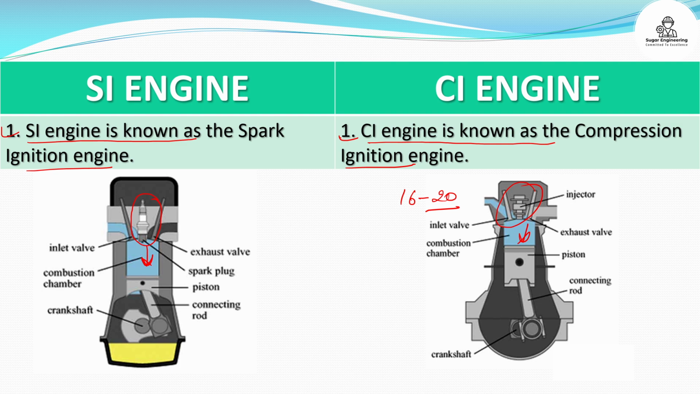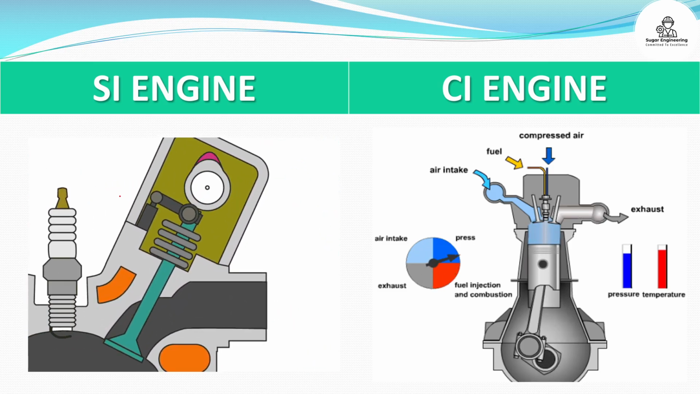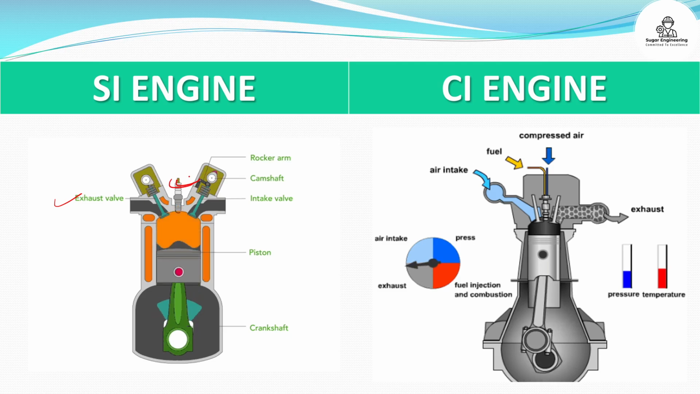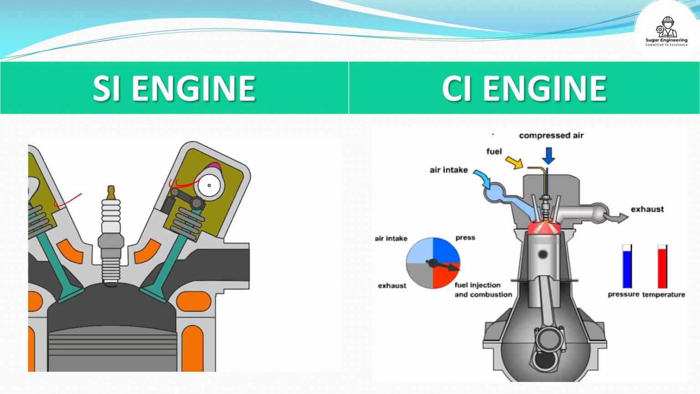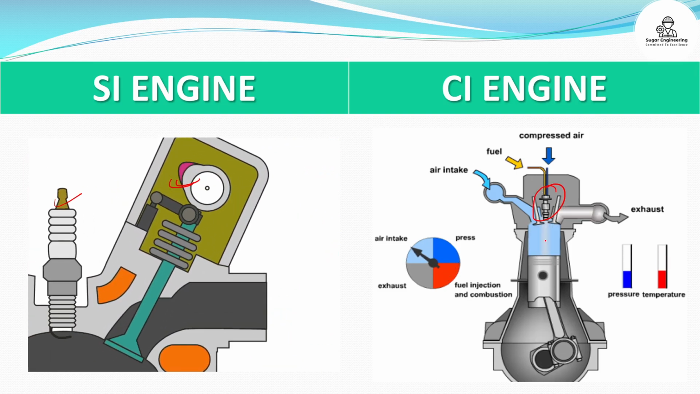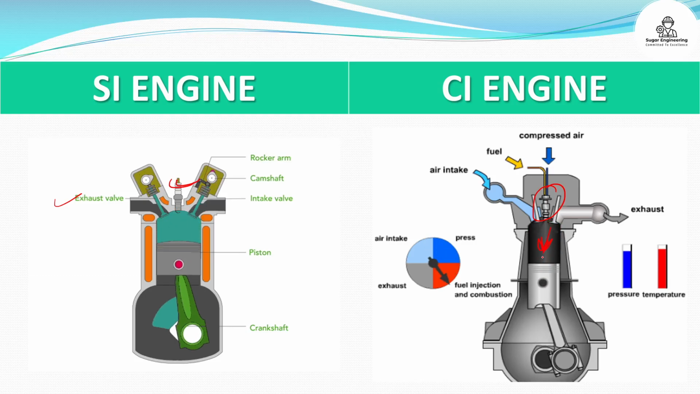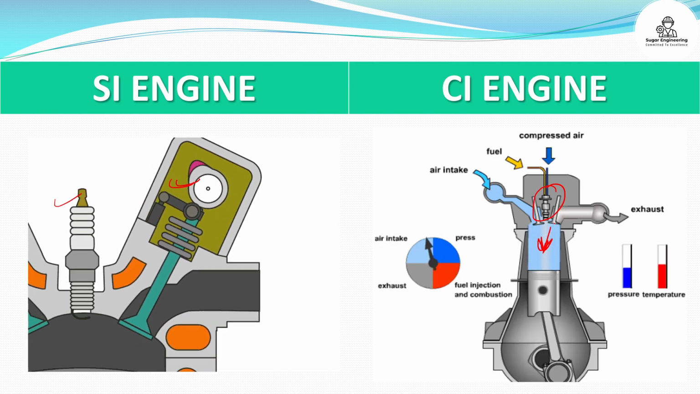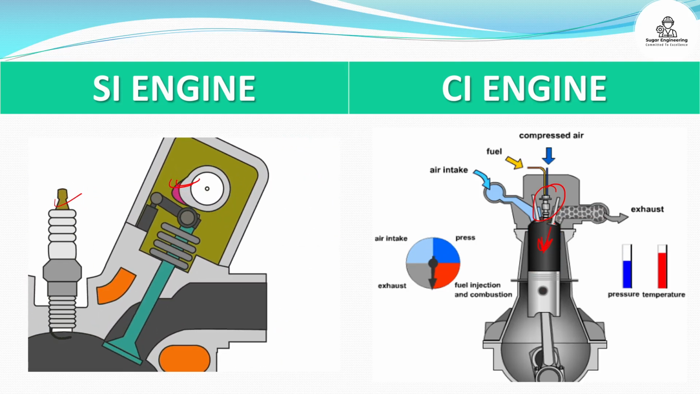So now let's clearly understand this difference between SI and CI using this animation. As in this SI engine, this spark plug sparks into the combustion chamber and ignites the air fuel mixture, whereas in the CI engine, this is the fuel injector. This is used to inject the fuel in this combustion chamber and the ignition of the air fuel mixture takes place due to high compression in this compression stroke. I think you have clearly understood this difference between SI and CI engine.